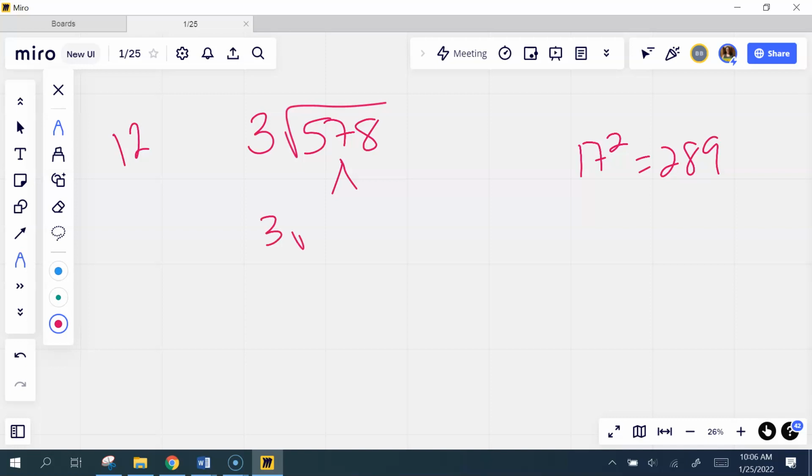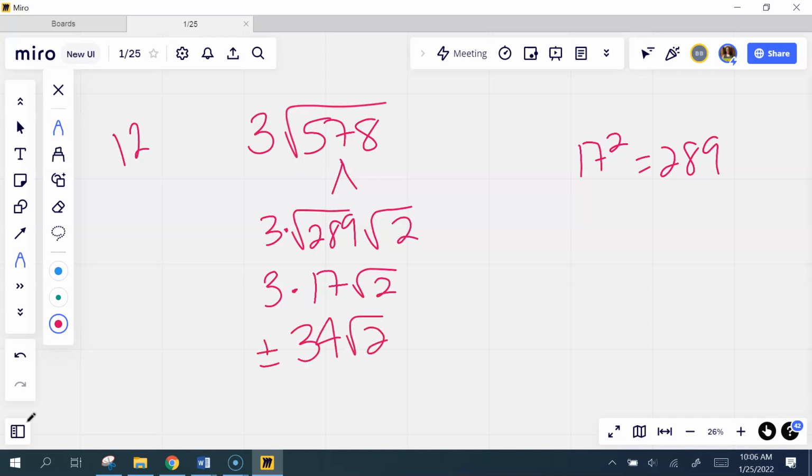So this would be the square root of 289 times the square root of 2, which would be, and remember this is multiplication here, times 17 times the square root of 2, which would be 34 root 2, and you can't forget that plus or minus that sits in the front. So if you struggled with that one, it was probably because you didn't go quite high enough on your perfect squares.